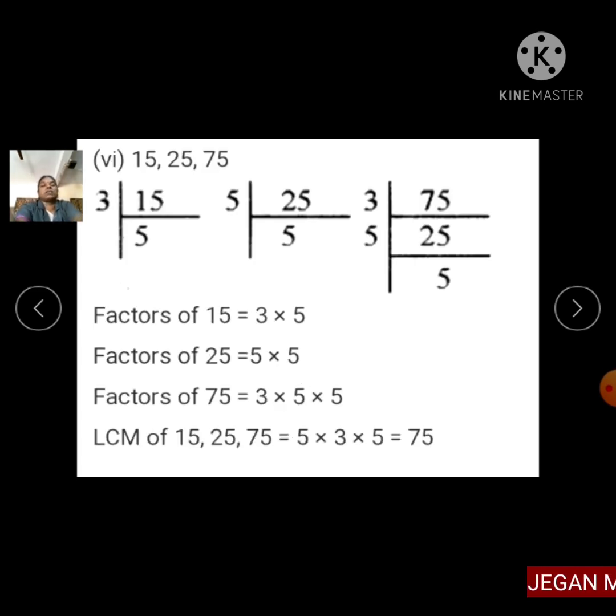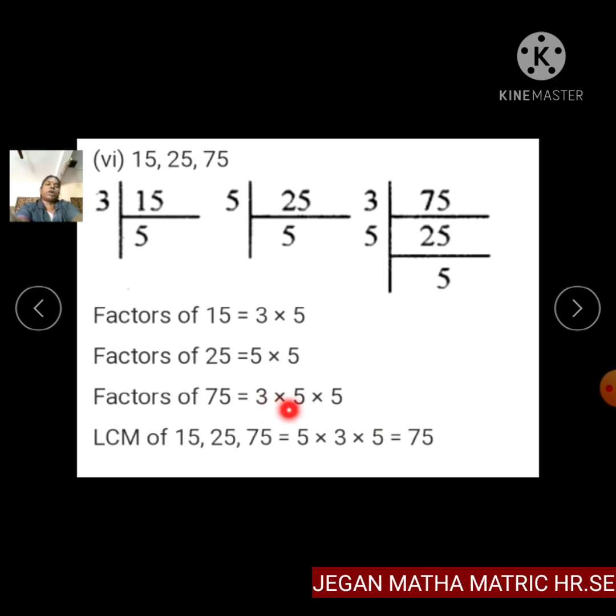Subdivision 6. The given numbers are 15, 25 and 75. We find the factors of 15, 25 and 75 by division method. Factors of 15 equal to 3 into 5. Factors of 25 equal to 5 into 5. Factors of 75 equal to 3 into 5 into 5.